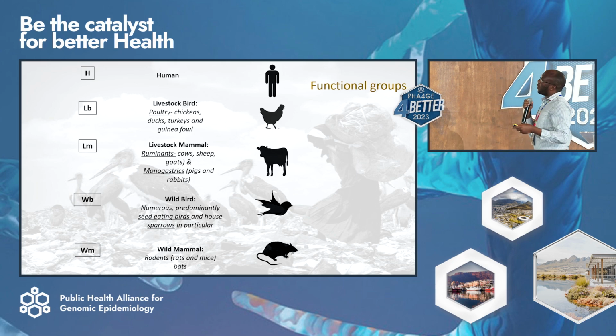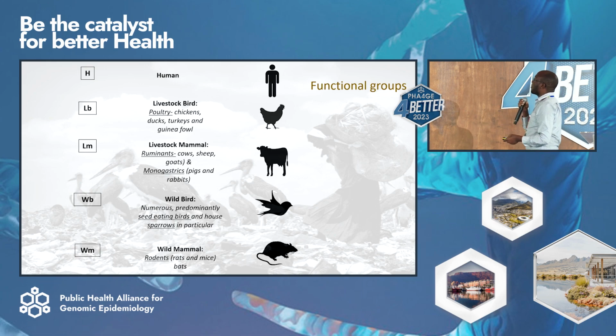So we collapsed all those species into functional groups according to what we think E. coli would look like in these systems. So we have humans, livestock, bird, all the way down to wild mammals.